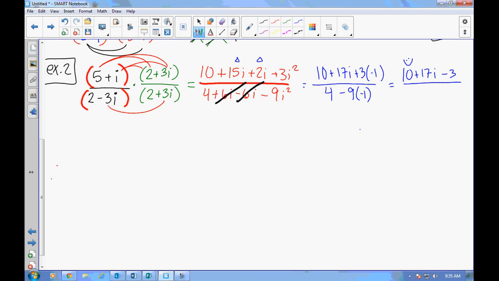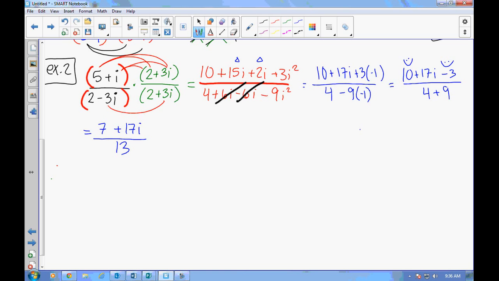And we have 2 more like terms. And on the bottom we have 4 plus 9. Any questions how this became like negative 3 and this became a positive 9? Because of the I squared. Okay, so we have like terms, 10 minus 3. What's our real part for the numerator? 7 plus 17i, and the denominator, 4 plus 9, is 13. Now the I is no longer in the denominator, and we can see the real piece and the imaginary piece.